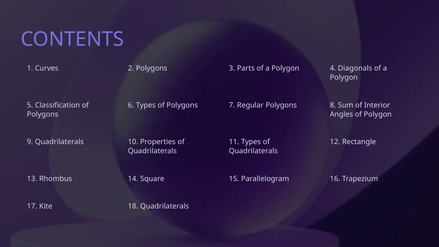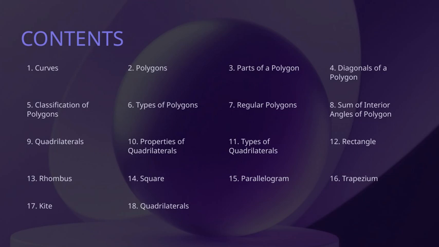Let's take a look at the table of contents for today's presentation. First, we'll start with curves, which are a fundamental part of geometry. Then, we'll explore the classification of polygons, which helps us understand different shapes and their properties. Moving on, we'll cover quadrilaterals, a specific group of four-sided figures, and look into their properties and types.